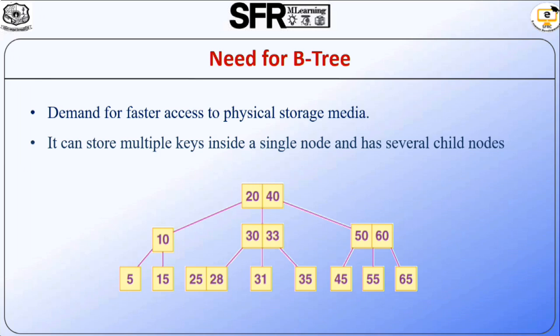So this can be resolved by using B tree because it can store multiple keys inside a single node and has several child nodes. It considerably reduces the height and increases the disk access speed also. Here is the example for B tree.